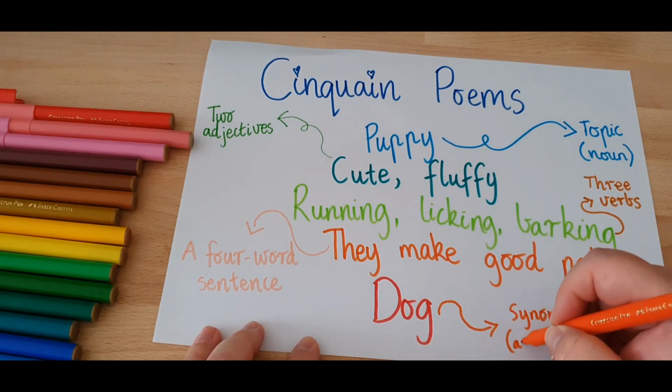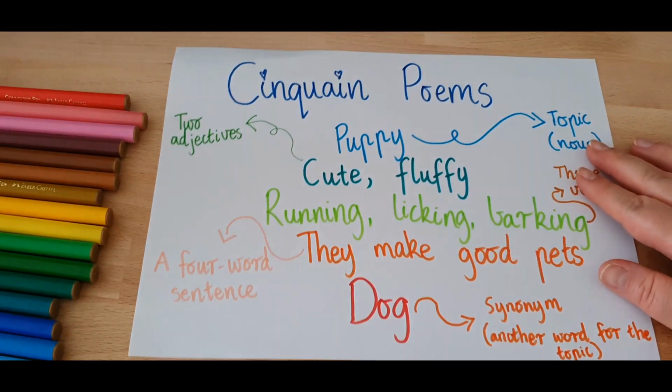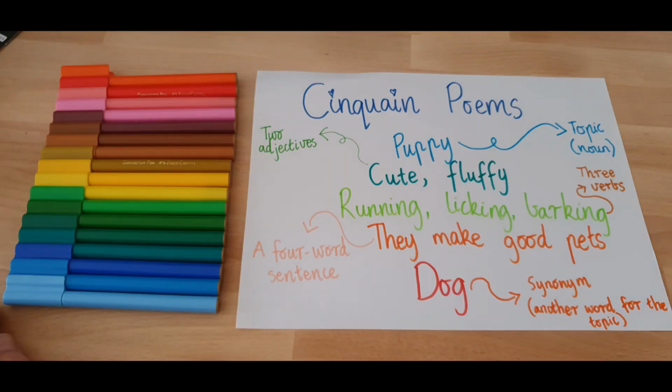Now you've probably noticed a bit of a pattern. The first line has 1 word, the second line has 2 words, the third line has 3 words, and the fourth line has 4 words. The only line that doesn't follow the pattern is the 5th line, and that's because it just has 1 word.